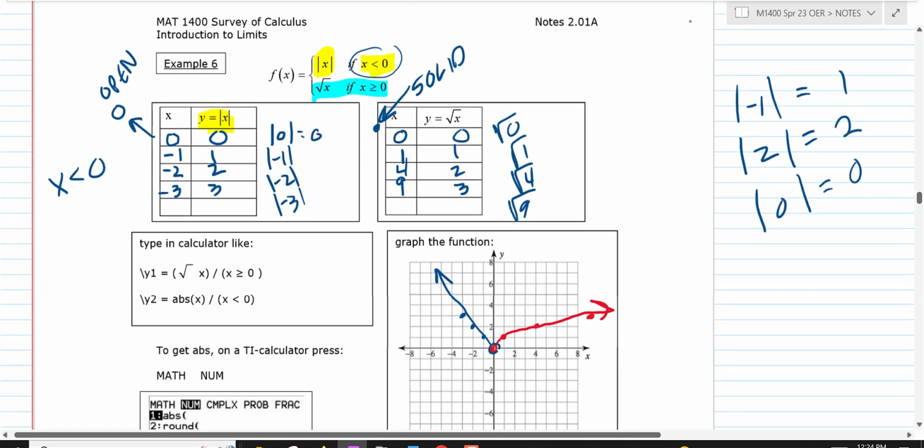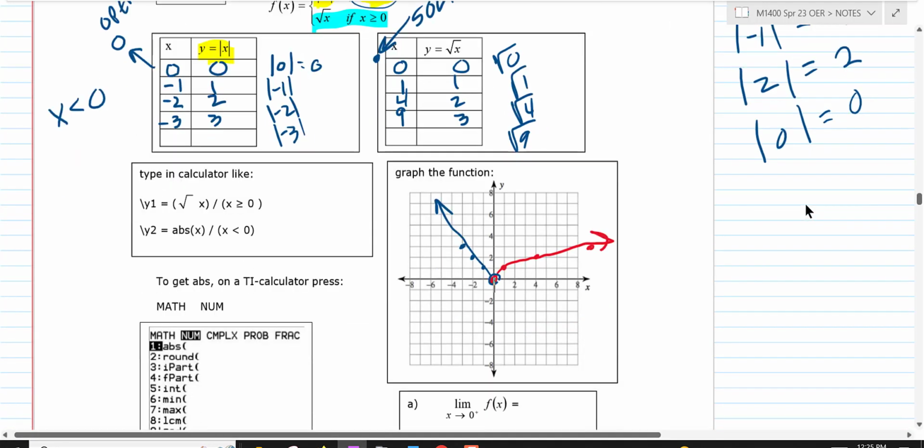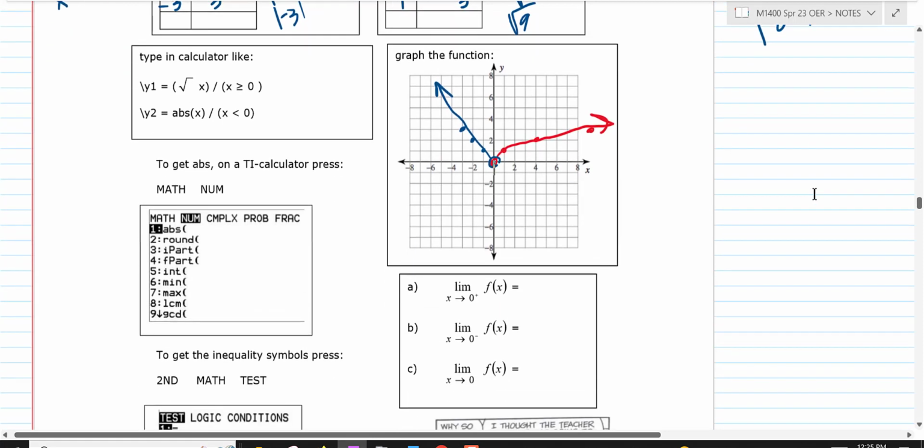So sometimes the piecewise functions will connect. And if they do that, you end up with a solid dot there like that. Okay? Okay, so that's the idea. I'll show you in a minute how to do this on a calculator then.